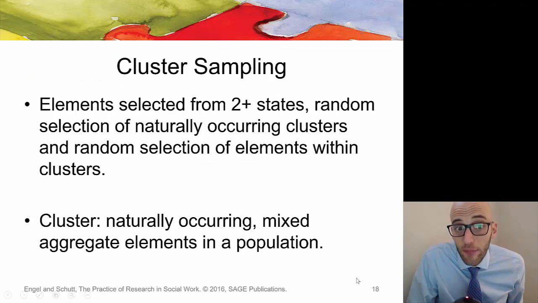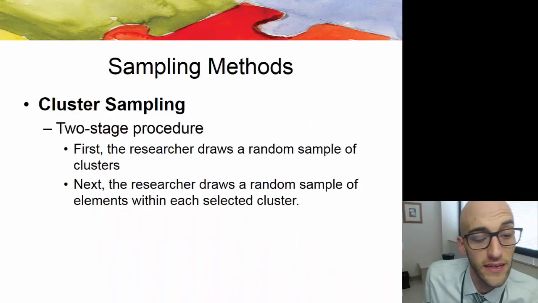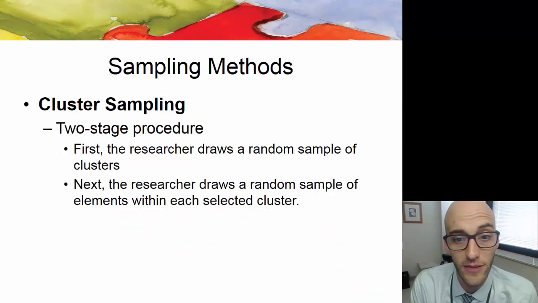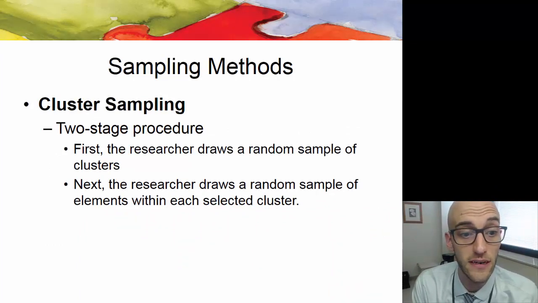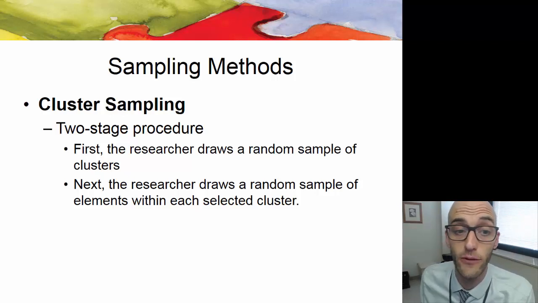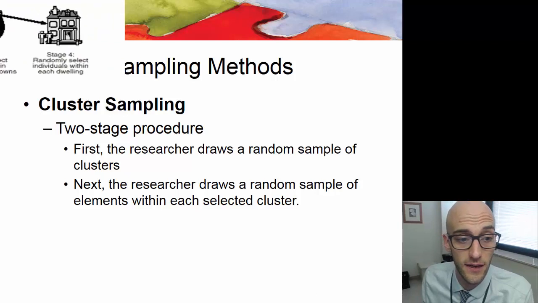An example of cluster sampling is the elements are selected from 2+ states, and then random selection of naturally occurring clusters within a randomly selection of elements. So a cluster is a naturally occurring mixed aggregate of elements. Okay, so cluster sampling is a 2-stage procedure in which first the researcher randomly draws a random sample of clusters, and then next the researcher draws a random sample of elements within each of those selected clusters.